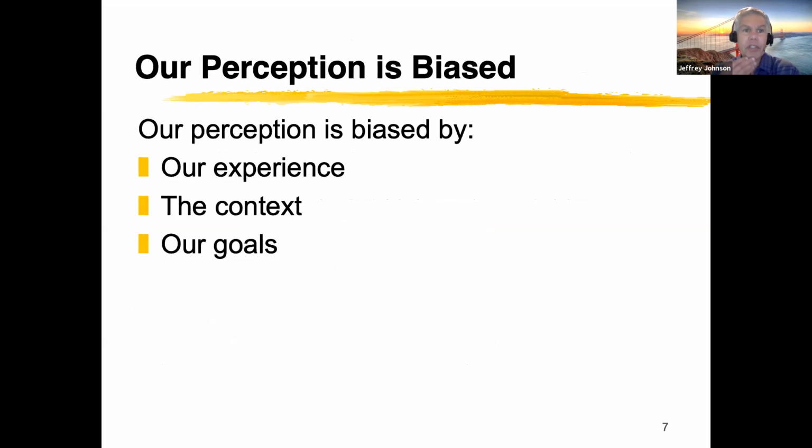So let's start with perception is biased. What you see out in the world and hear and feel and touch and taste, it is not real. It is not reality. It is based on reality, but it is not exactly reality. Human perception, in fact, mammalian perception, is biased by your past experience. So things that you've experienced before bias your perception today. The current context biases your perception, and your future goals, what you intend to do, all of those things bias your perception. So let's look at an example of that.